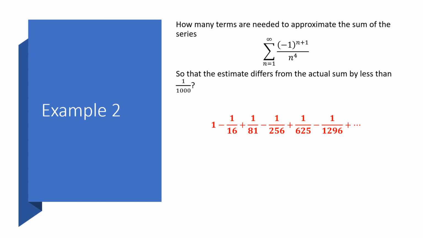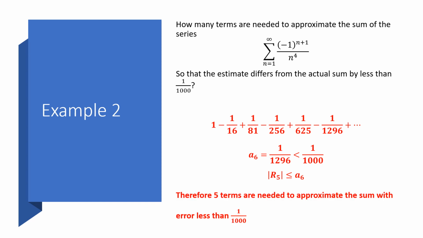Notice I don't really care about the negative, because the error is the absolute value of the difference, so the negative is irrelevant. I plug in all my numbers all the way up until 6, and I see that the sixth one is 1 over 1296. Since 1 over 1296 is less than 1 over 1,000, I know for sure I would have to use 5 terms, because if I'm using 5 terms to make my approximation, I would use the sixth term to get the error. Therefore, I need 5 terms to get an approximation within 1 over 1,000 of the sum.